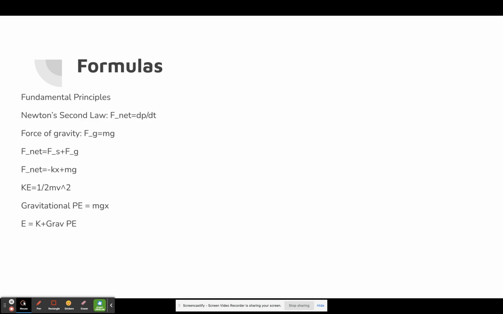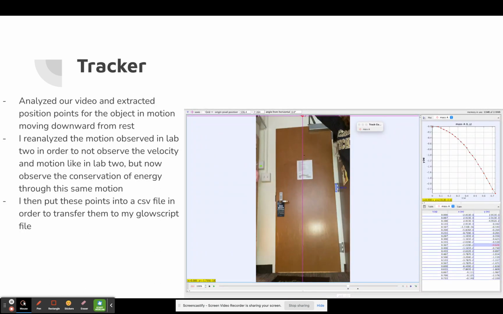For formulas, we use Newton's second law, force of gravity, F net, kinetic energy, gravitational potential energy, and total energy equations. For Tracker, I analyzed my video from lab 2 and was able to reanalyze it and make sure my position points were super accurate, and then put these position points into a CSV file to transfer it into my GlowScript code.